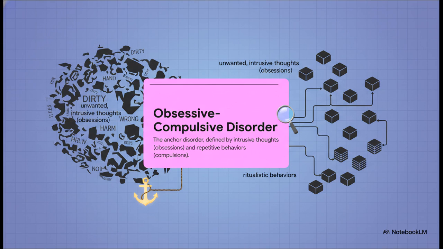We've got OCD, anxiety's very close cousin. Think of this as our anchor point for this whole little region. It's defined by that classic 1-2 punch. You have these unwanted, intrusive thoughts. Those are the obsessions. And then you have the repetitive, ritualistic behaviors you do to try and neutralize the anxiety. Those are the compulsions. This obsession-compulsion architecture, it's absolutely key.